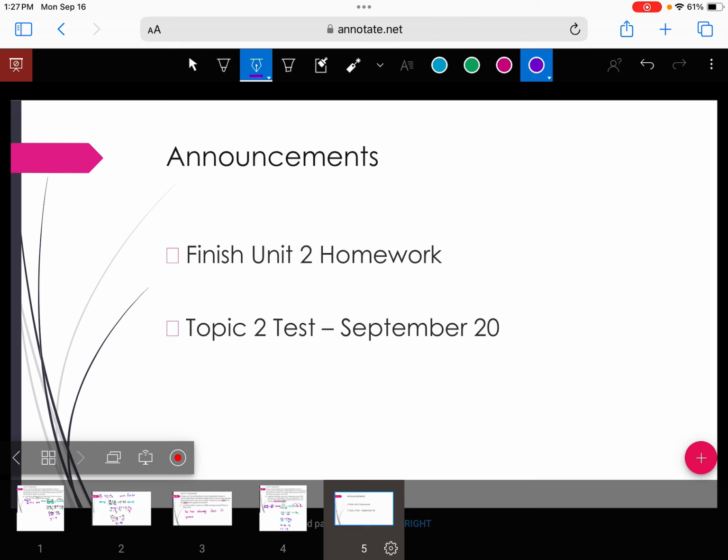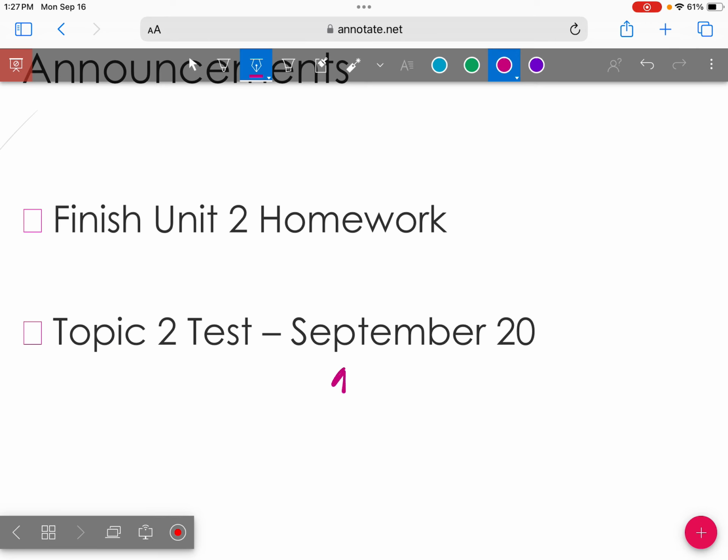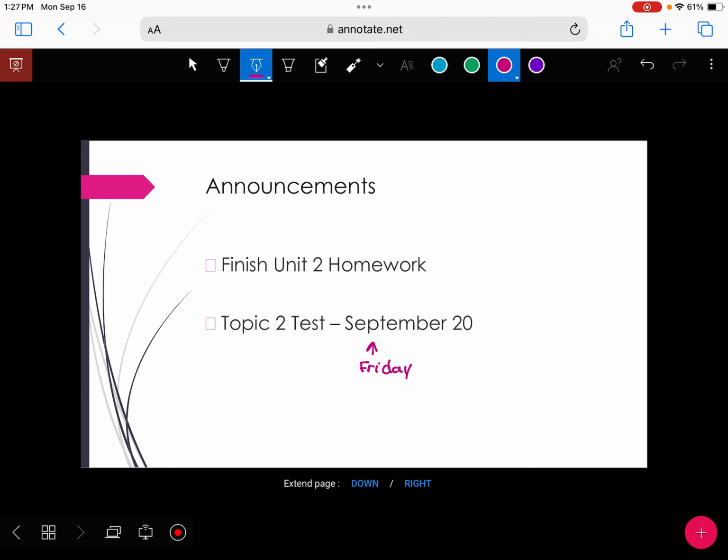I think we only actually have one more page of notes in this chapter. One more page of notes, because our topic test is on Friday. That is this Friday. I will have the chapter review for you guys tomorrow. And then tomorrow we'll finish up the notes. And then Wednesday, Thursday will be review.